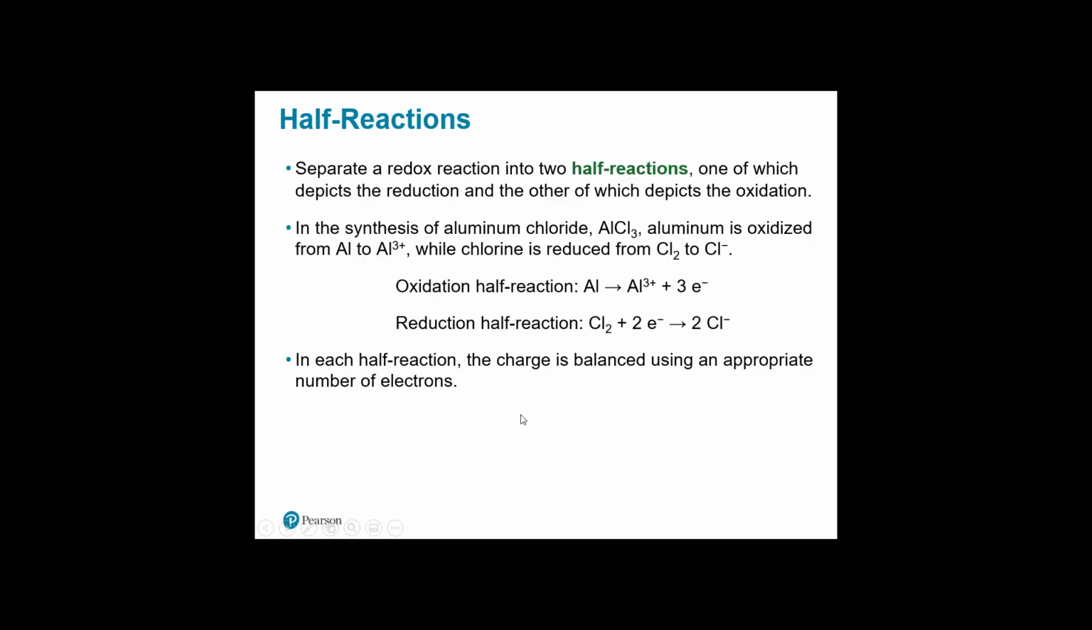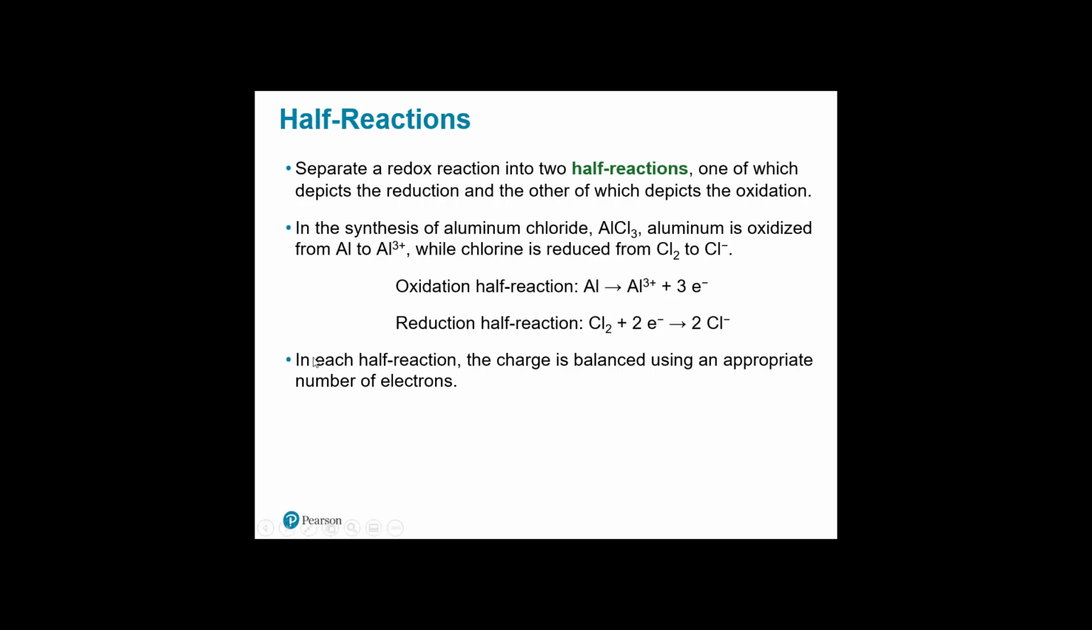Like I said, I'm not showing you all the steps yet. I need you to understand which is an oxidation, which is a reduction. And if I ask you which is the reducing agent, which is the oxidizing agent, you definitely need to know this stuff. It's not going away. Separate a redox reaction into 2 half reactions.